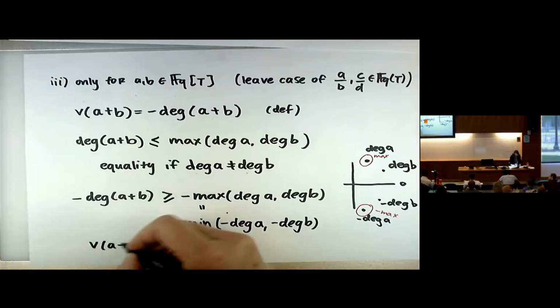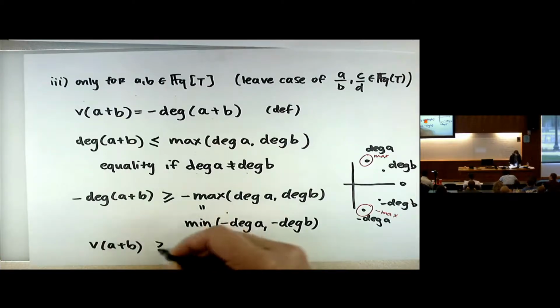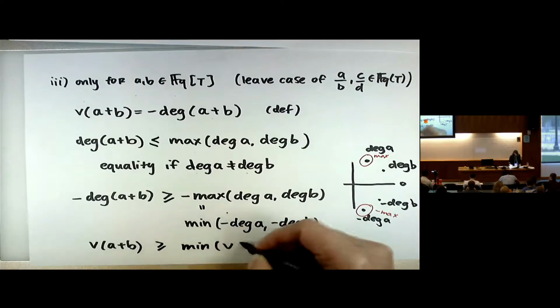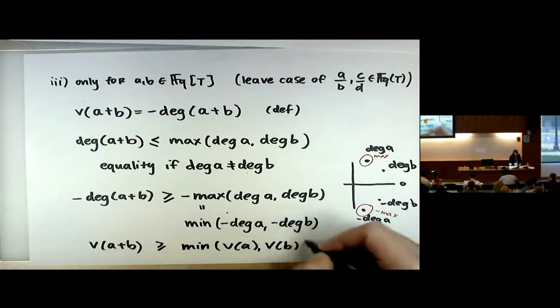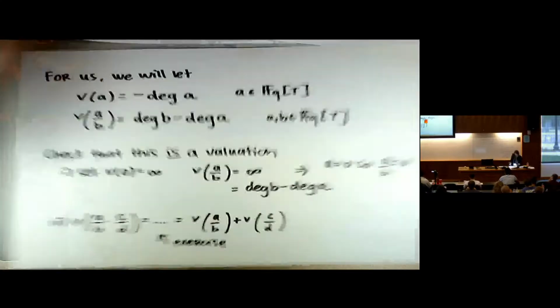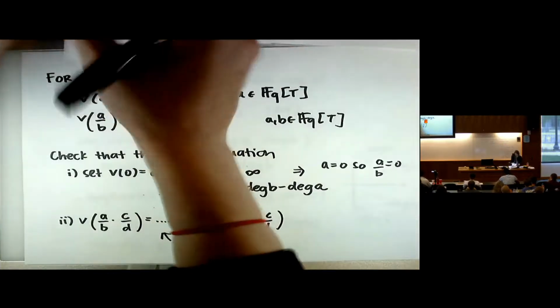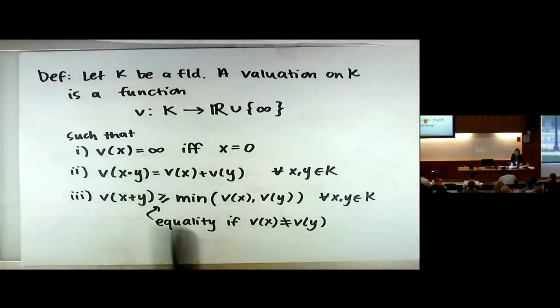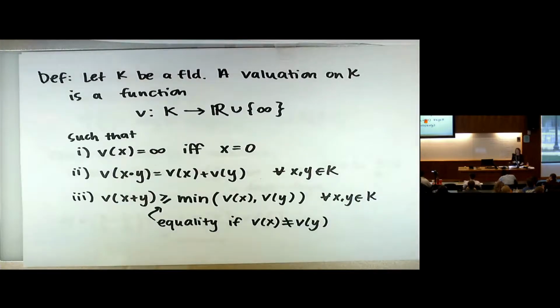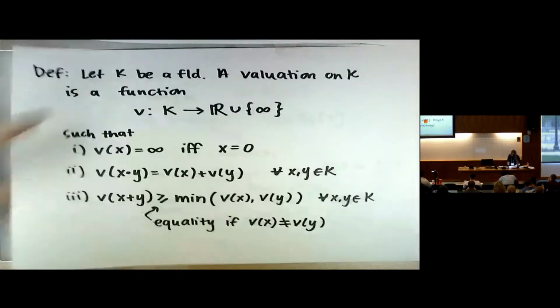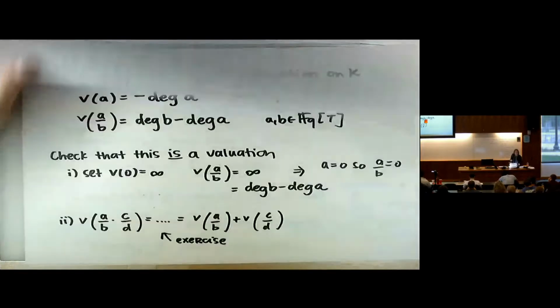That's the valuation of A plus B. And that's greater than or equal to the min of the valuation of A and the valuation of B, which is exactly what the weird third condition was. I don't know historically how this happened, but if they were thinking about polynomials and they wanted to write down what happened with degrees of polynomials, that's what they would have written down, because that's what happens. Okay, and the equality is explained by the cancellation.